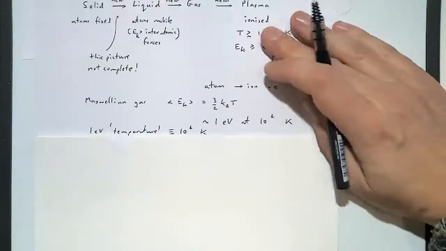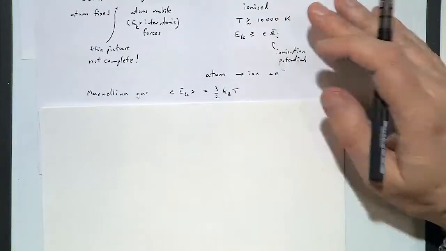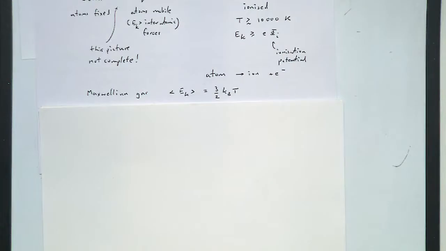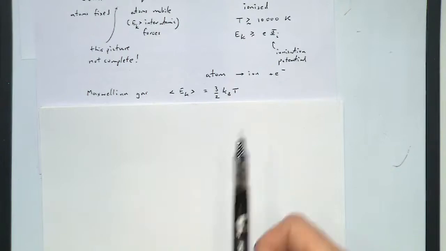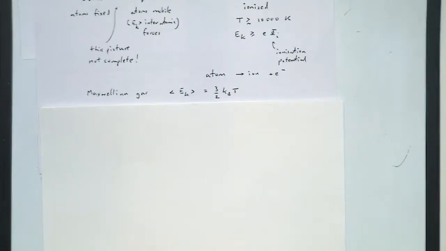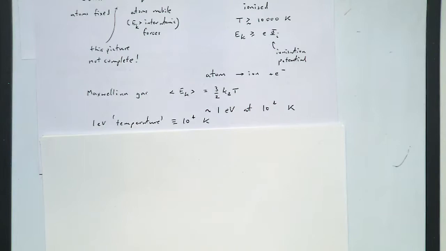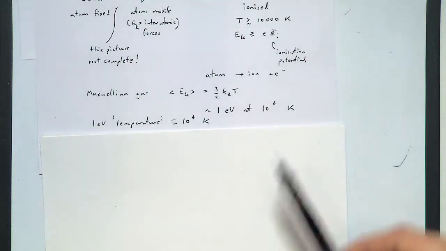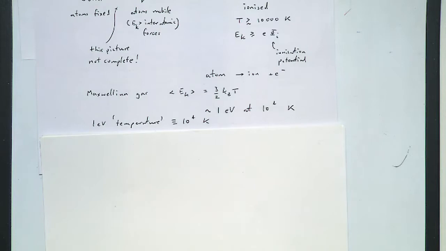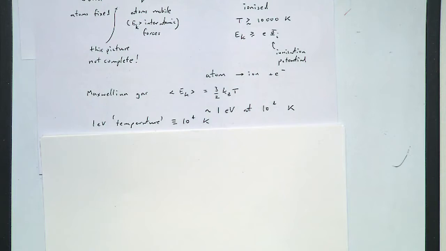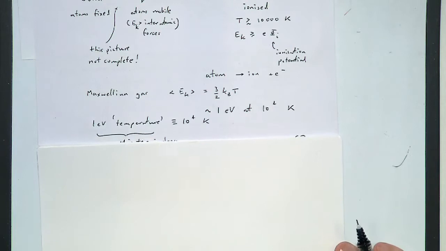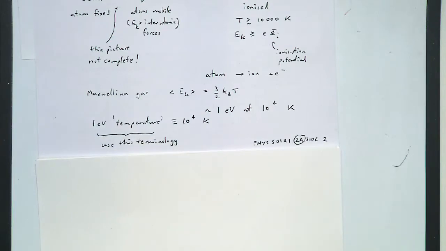Now, in a fully ionized system, we have a thermal equilibrium, where we have a typical kinetic energy, which is related to the temperature, but there's a distribution around it, which is Maxwellian, which you've seen before. Again, we can relate the typical energy, which we believe here to be of the order of an eV, to about 10 to the 4 Kelvin. So you can say that we can have a 1 eV temperature, which is equivalent to a temperature around 10 to the 4 Kelvin. We tend to use that terminology on the left.